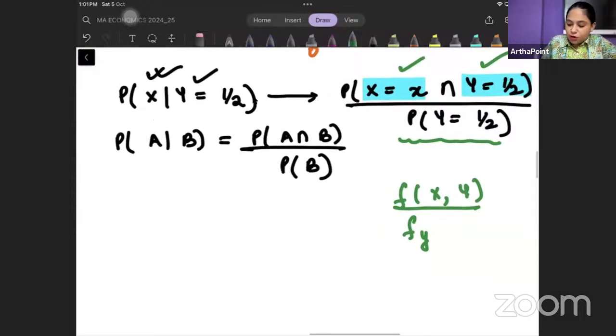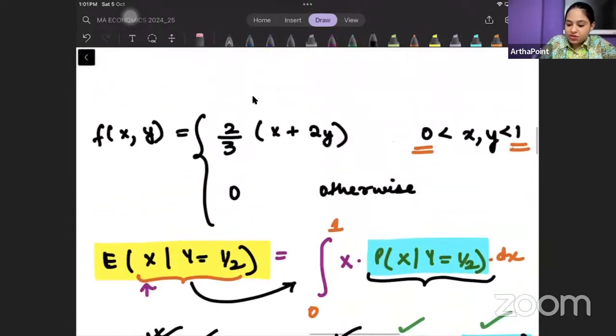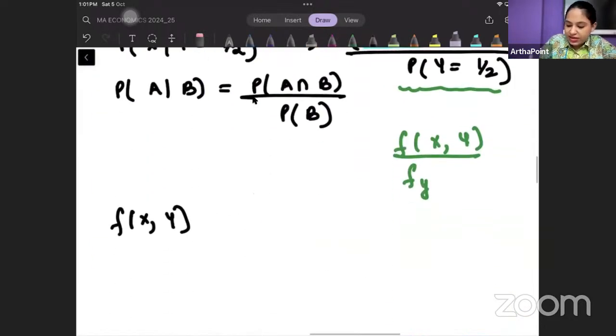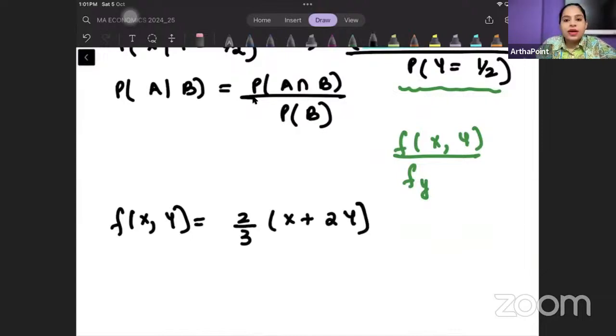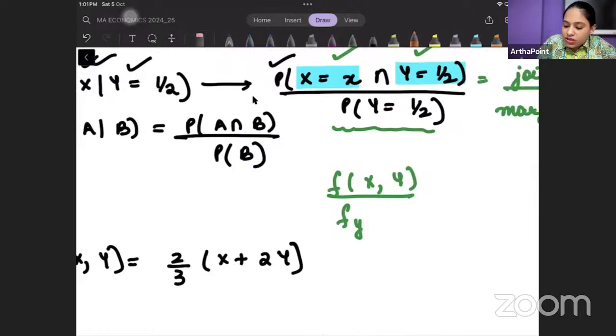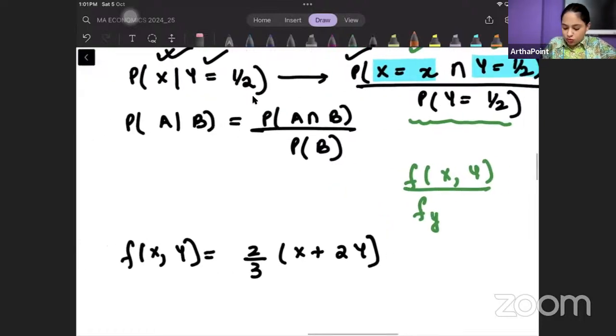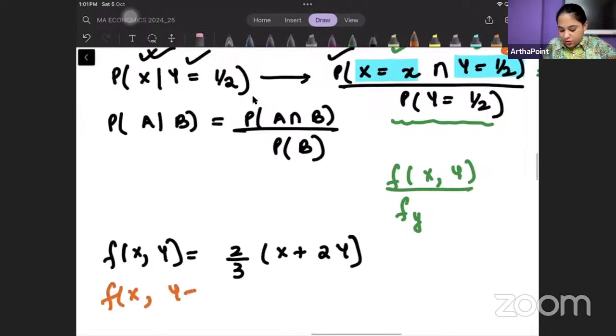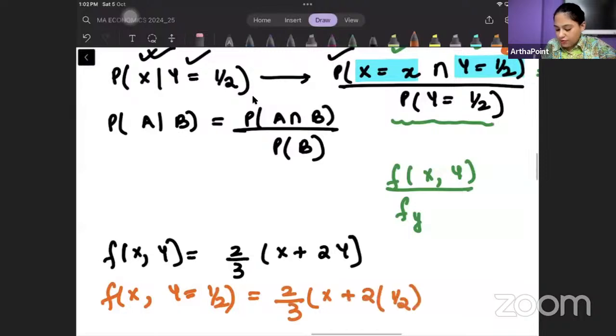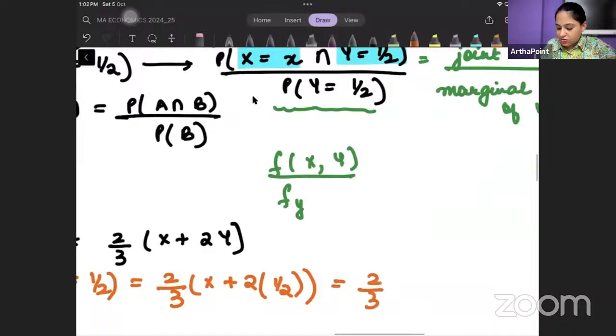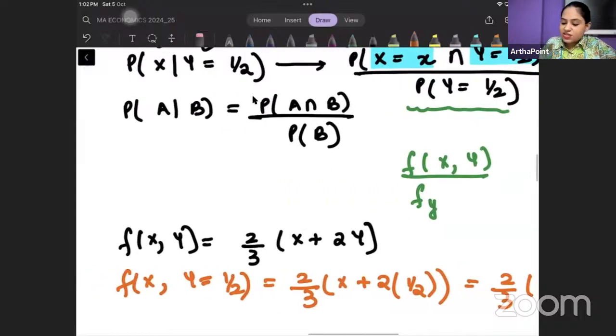So what is the numerator now? What is f of xy? Well, f of xy is already given to me as this value, 2 by 3 (x plus 2y), so I wrote that. The numerator tells us we need to keep the value of y at half, so we plug in y at half. I get 2 by 3 (x plus 2 into half), which becomes 2 by 3 (x plus 1). This is my numerator. Now let's look at the denominator.